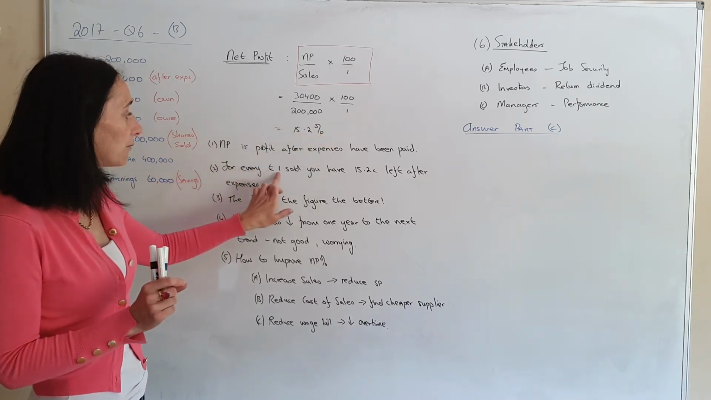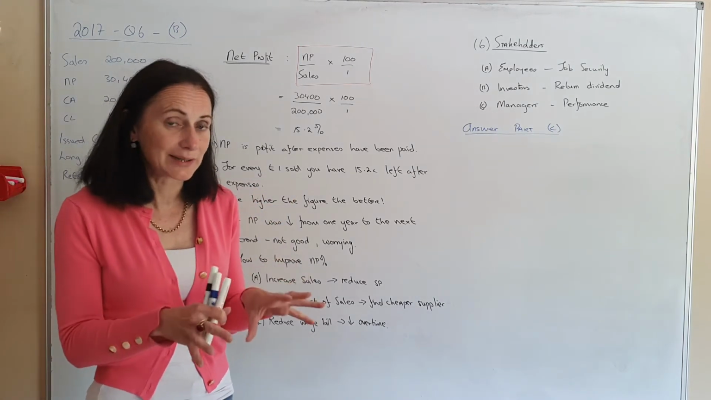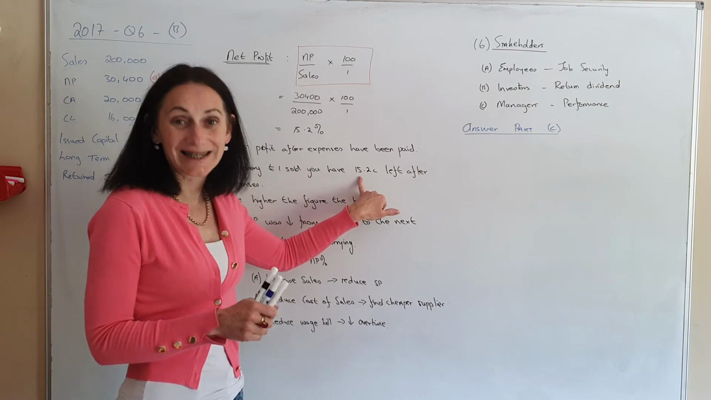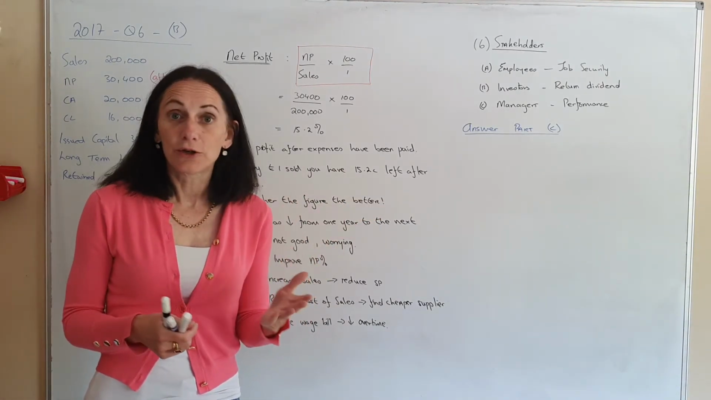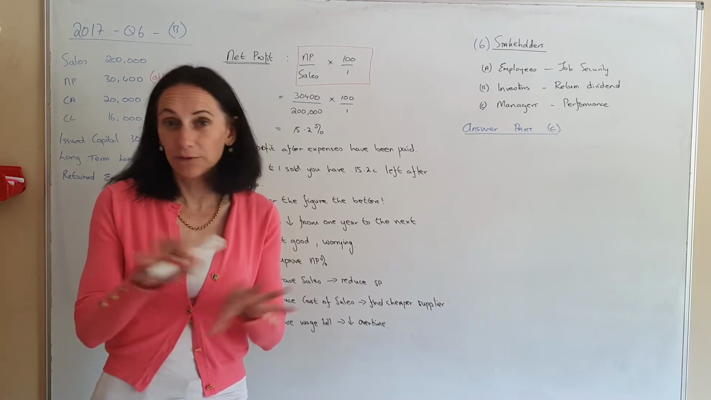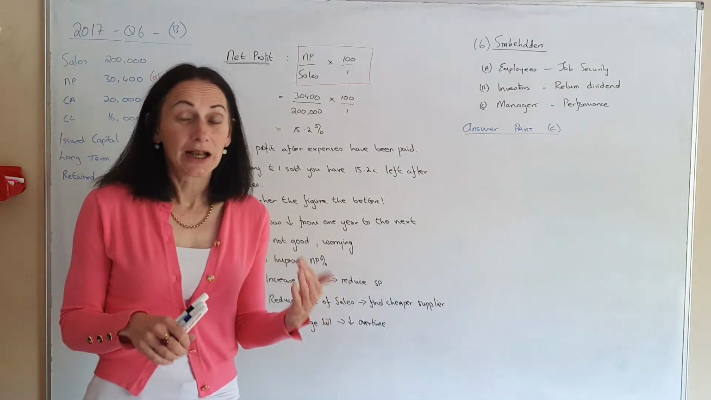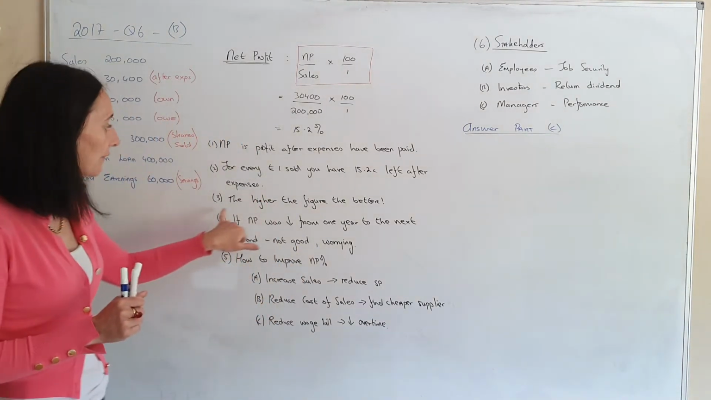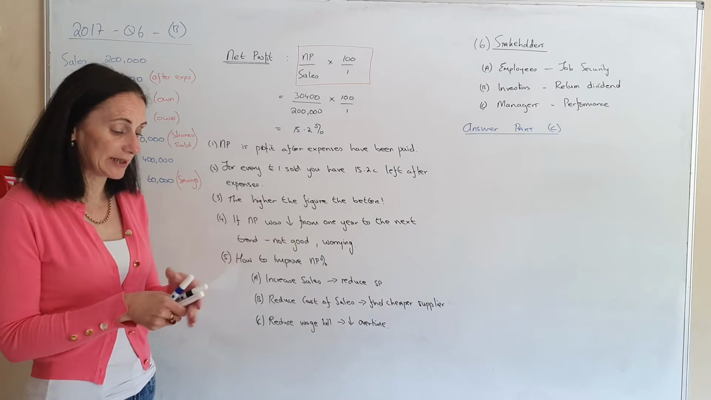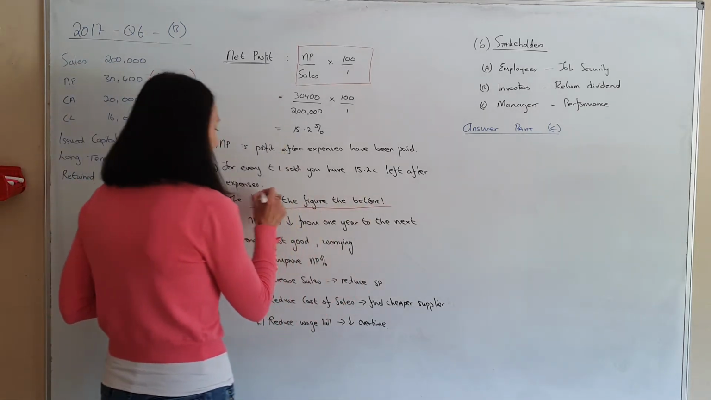Now what does that actually break down? It means for every €1 that you sell, after you've paid everything, all your expenses, you have 15 cents left. So if you sell something for €1, you would only have 15 cents left after you've paid all your wages, your overheads, your rent, your advertising. So 15 cents is what you will actually have left. Obviously, it's profitability. So we would always say the higher the figure is, the better.